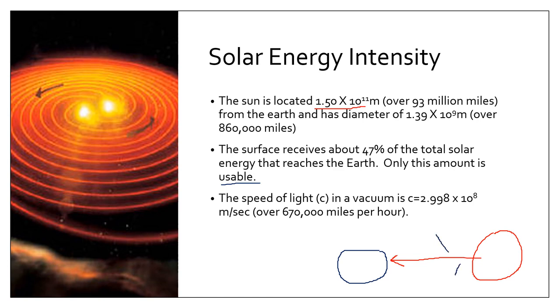Speed of light, I already told you, c. This is the value. It's going 2.998 times 10 to the power 8 meters every second. So that's very fast. You don't have to remember all of that, just know the speed of light is very fast. And if you want to know in miles, that's like 670,000 miles per hour.